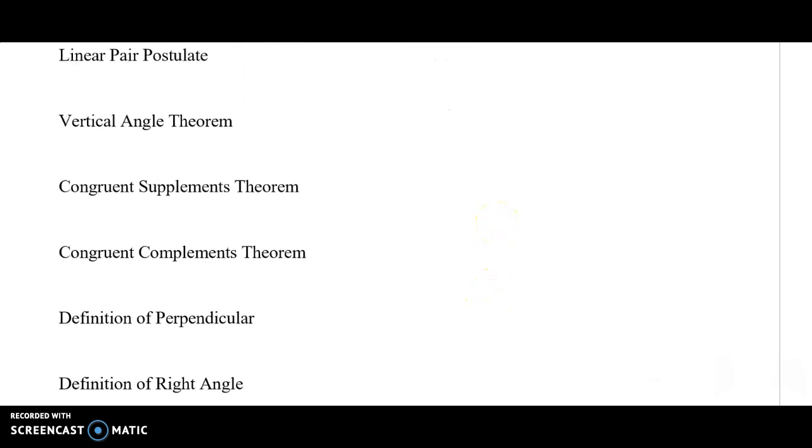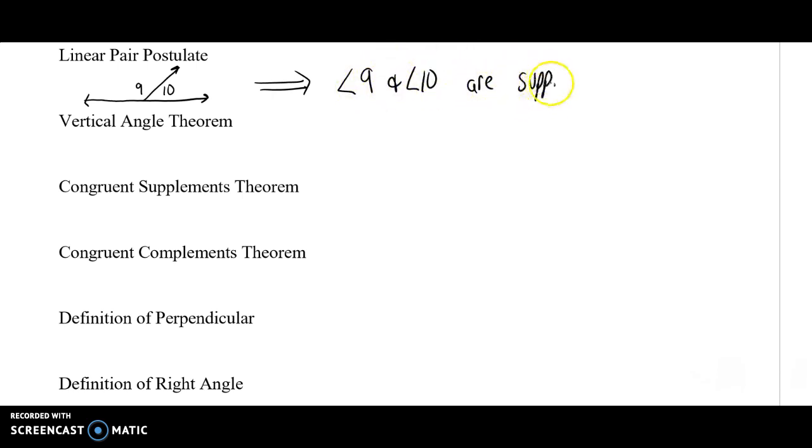Next up, linear pair postulate. So in this one, we're going to start with a drawing. I'll call these angles 9 and 10. And if we have a drawing like this, I can see that those 2 angles are adjacent to each other. Together they form a straight line. So what I can say about them then is that angles 9 and 10 are supplements. That is what our linear pair postulate says.